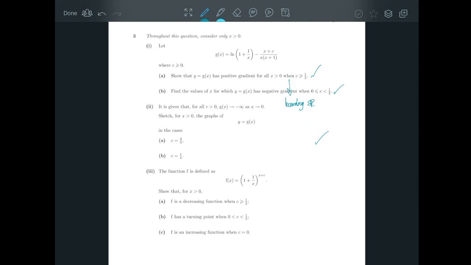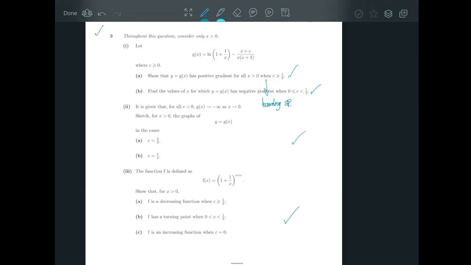F is now defined as so. I'm now comparing f with g. Maybe e to the g is something. There's certainly a link there, but it's going to be now very similar skills. Is decreasing, has a turning point, etc. This looks relatively comfortable. This again is just algebraic differentiation calculus kind of stuff. Won't be easy, but I feel like doable.